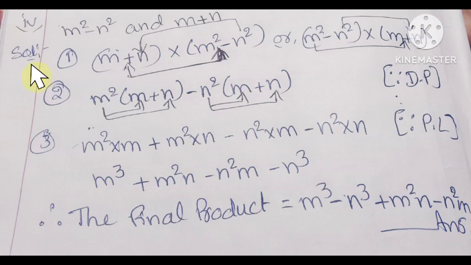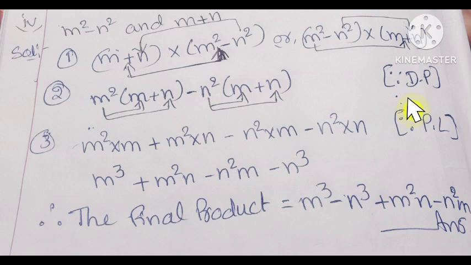First, step 1: write the product of two binomials with the multiplication symbol. First, the two binomials: M square minus n square into m plus n. This is the first step. Next, step 2: multiply each term of the first polynomial by each term of the second one, by using the distributive property.